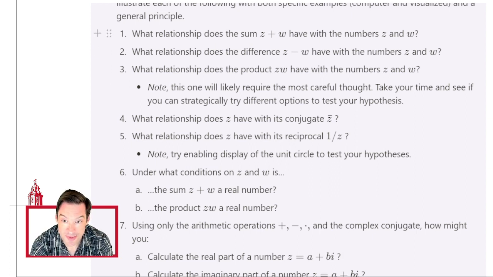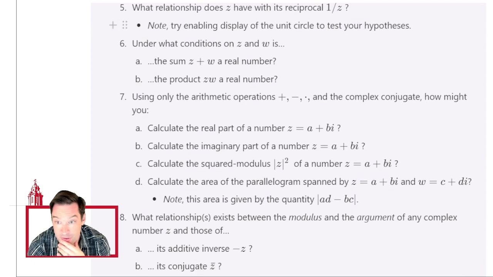And the question is, what relationship does the result, for example, z plus w, bear on the original numbers themselves, z and w, visualized in the complex plane? And in the back half of our investigations, we're going to ask questions like, well, under what circumstances do we know that z plus w is going to be real? What about z times w, right? When do those answers land on the real axis? What might be a general principle that we could follow?